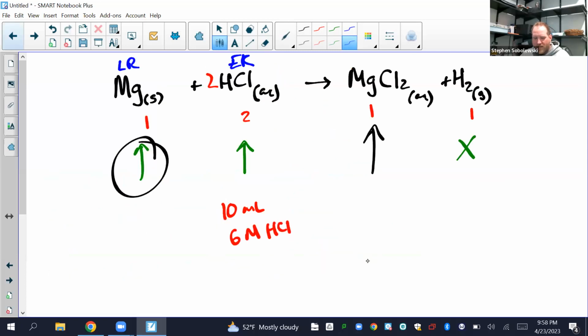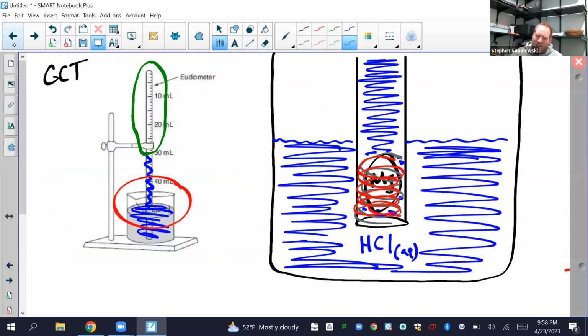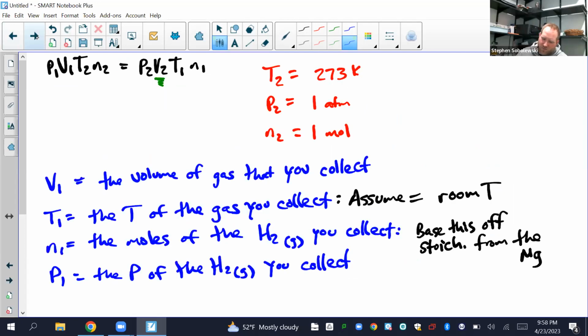Now, let's look again at what the setup is here. Your gas is going to be up here, where you see it in green. Remember I said we weren't able to really snake a thermometer in there? Do you think we're going to be able to snake a pressure sensor in there? Of course not. So we're going to have to make another assumption here. Same as above, we're going to have to assume this equals the room pressure. It's the best we can do.